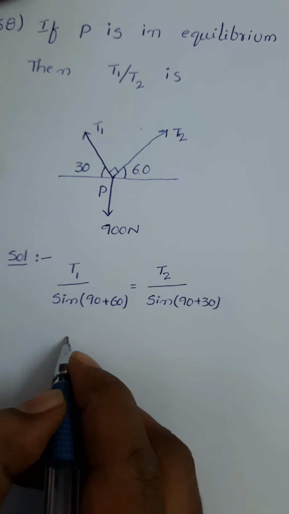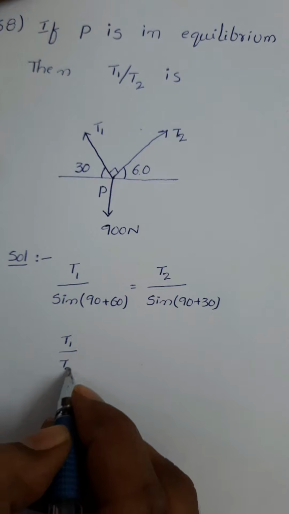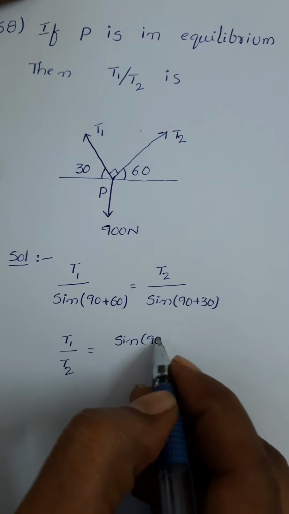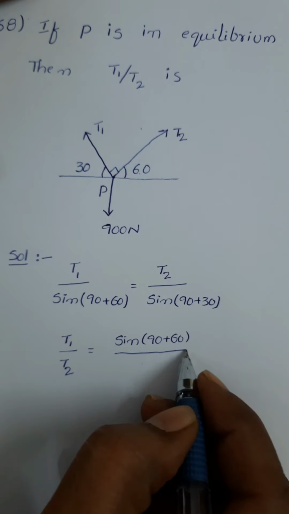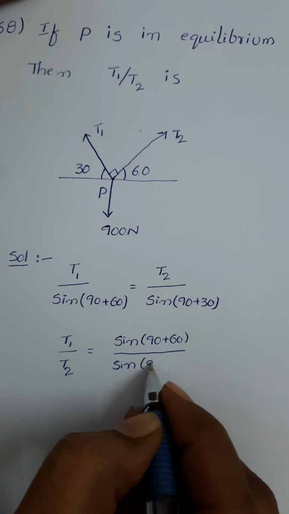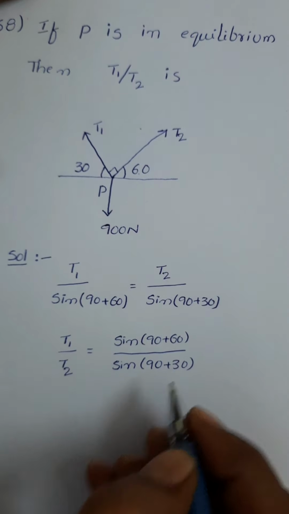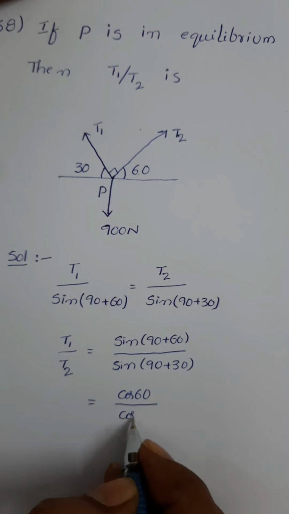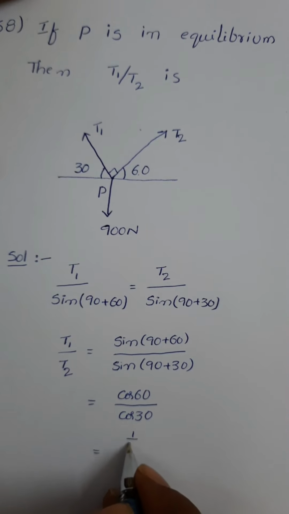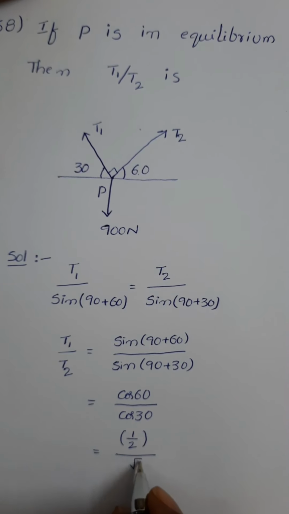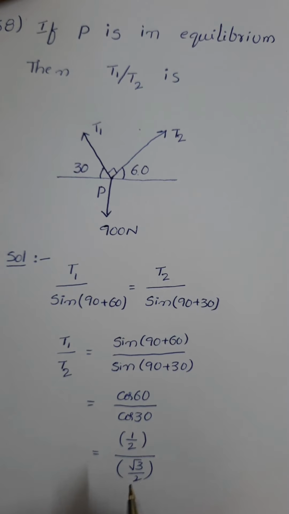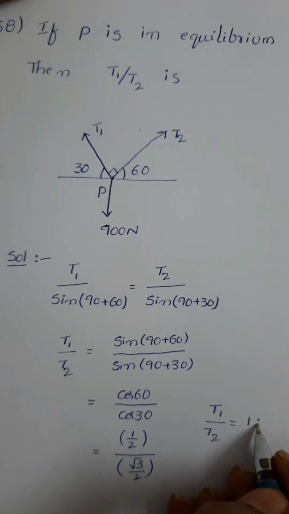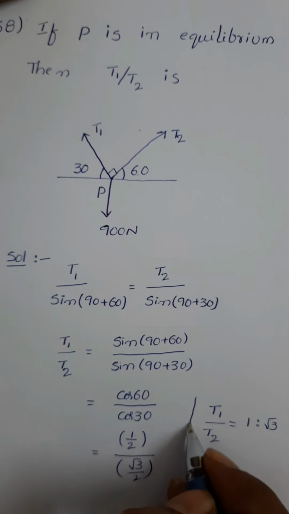From this we can write T1 by T2, cross multiply. We get sine 90 plus 60 by sine 90 plus 30. Sine 90 plus 60 we can write as cos 60. Sine 90 plus 30 we write as cos 30. Cos 60 value is 1 by 2 and cos 30 value is root 3 by 2. The 2s get cancelled. Finally we get the ratio T1 by T2 is equal to 1 is to root 3, or 1 by root 3.